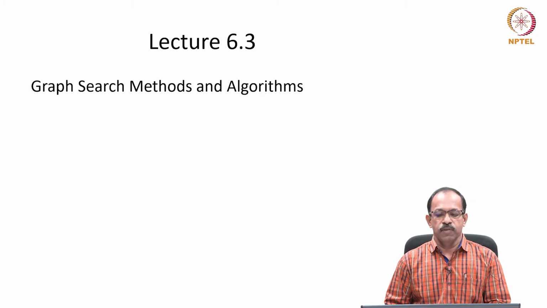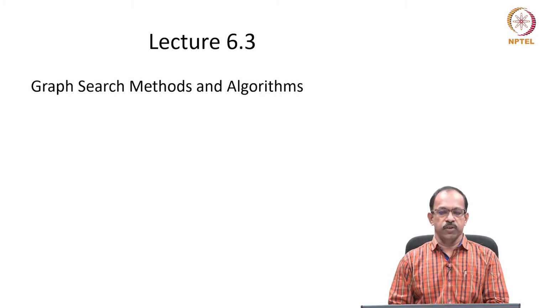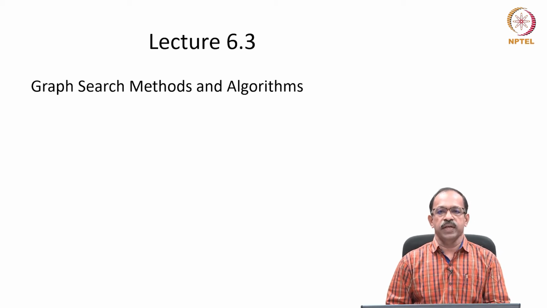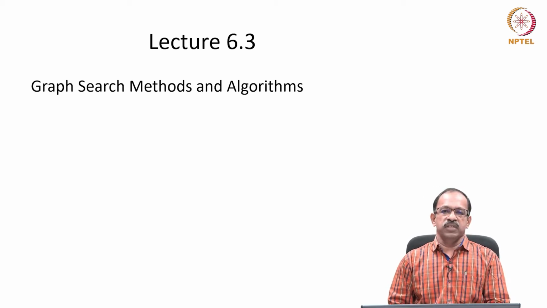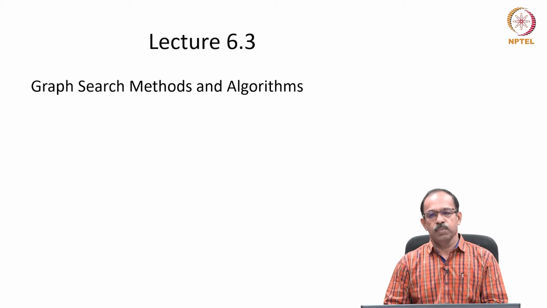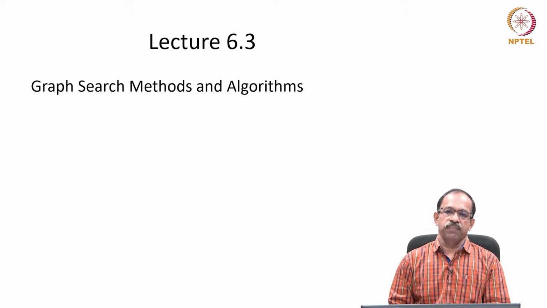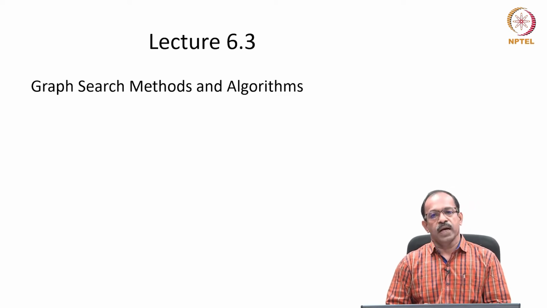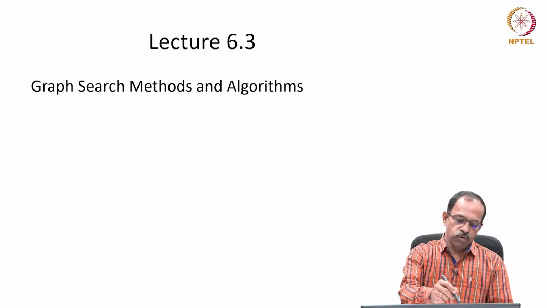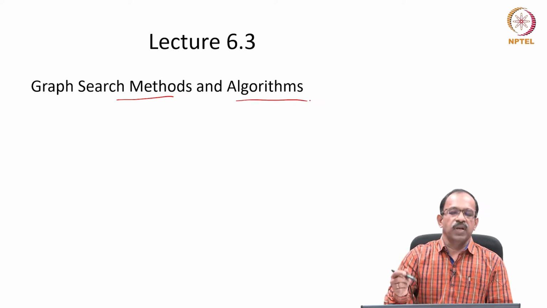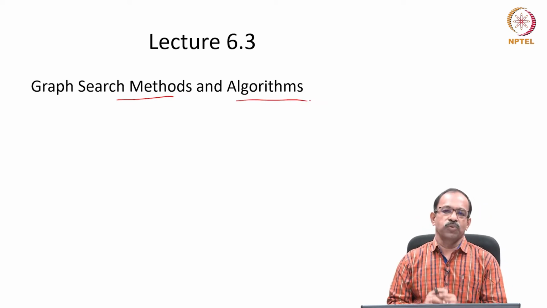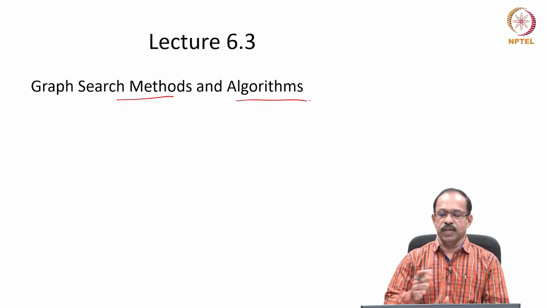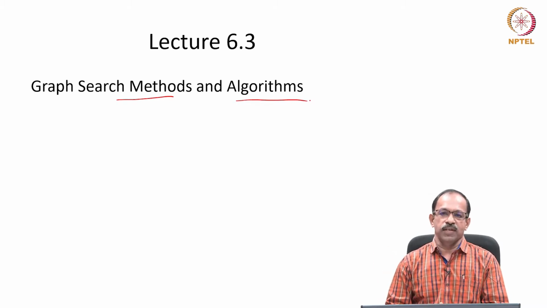So, today we look at the graph search methods and algorithms, because last class we discussed a few methods of creating a graph. Now, the question is, once you have multiple paths available, how do you search for the best path or the most optimal path? That is basically the graph search method. There are a few methods and some existing algorithms.